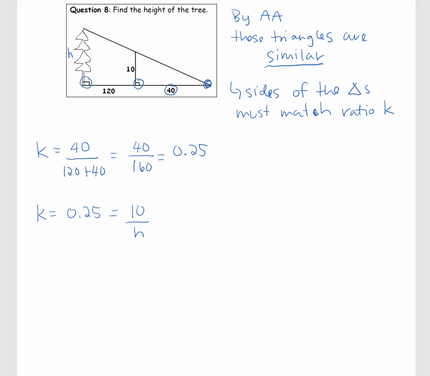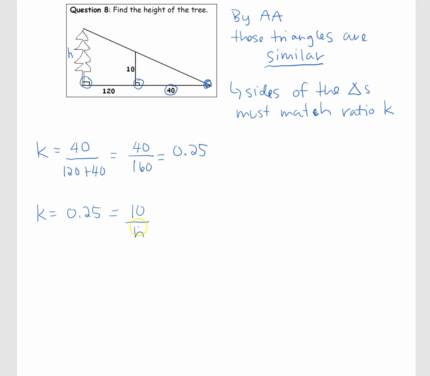I want to be careful here. I want to make sure that I'm always putting either my small side on the top in both cases or my big side on the top in both cases, keeping it consistent. In the first case, I put the smaller side on the top of my ratio, so in this case I want to do the same. I can see that this side is going to be smaller than h, so I want to put it on the top. Now I can evaluate for h.